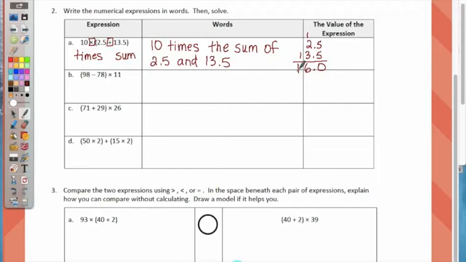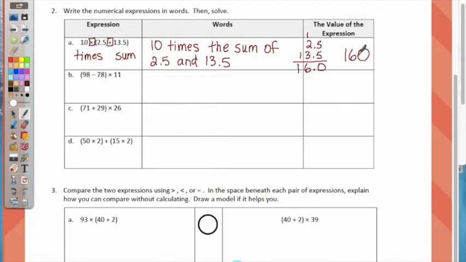Okay, so I'm going to take 16 and I'm going to do what with it, Lexi? Multiply by 10. So what's 16 times 10? 160. All right, let's take a look at the next one.